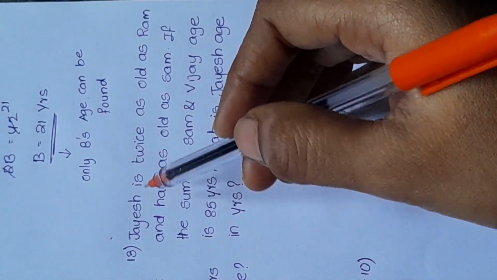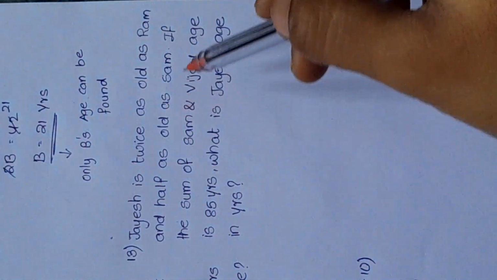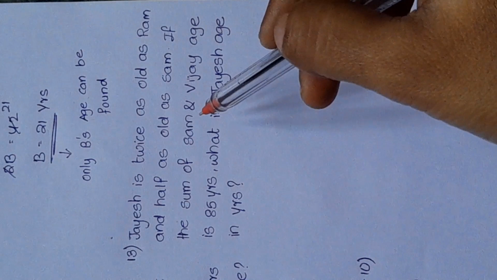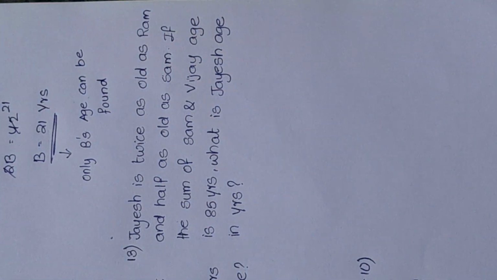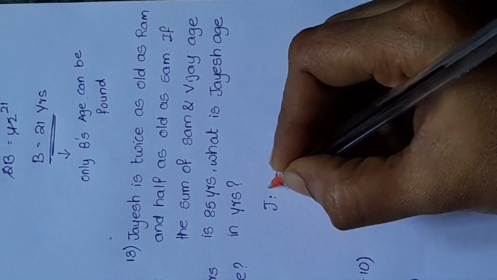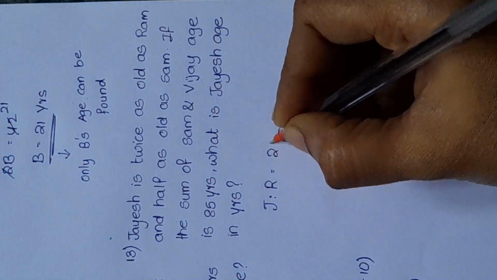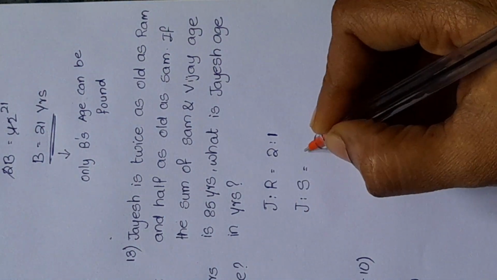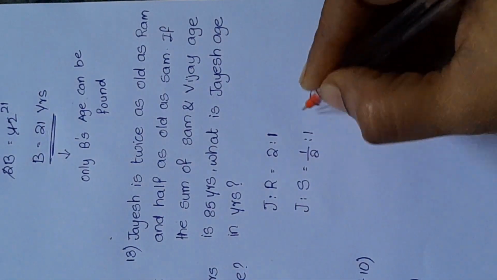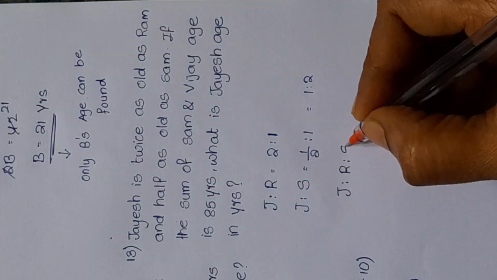13th question. Jayesh is twice as old as Ram and half as old as Sam. If the sum of ages of Sam and Vijay is 85 years, what is Jayesh's age in years? The ages of Jayesh and Ram are in the ratio of 2:1. But the ratio of ages of Jayesh and Sam is 1/2:1. This can be written as 1:2.